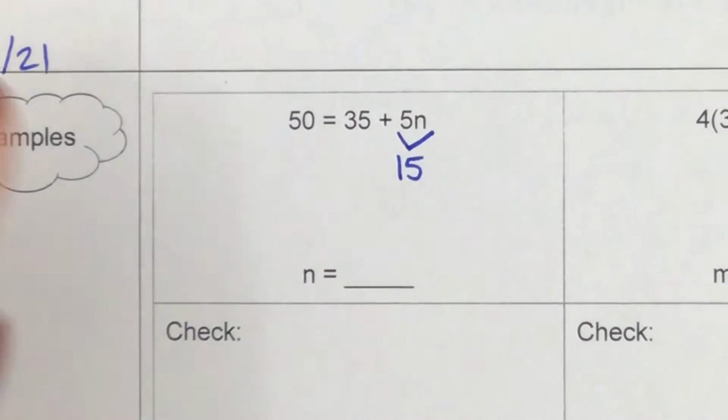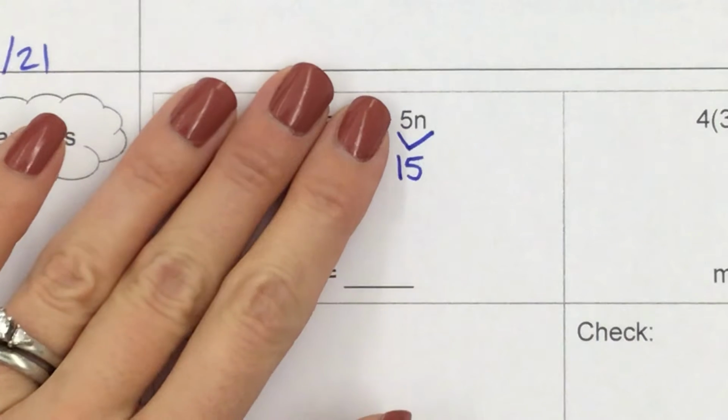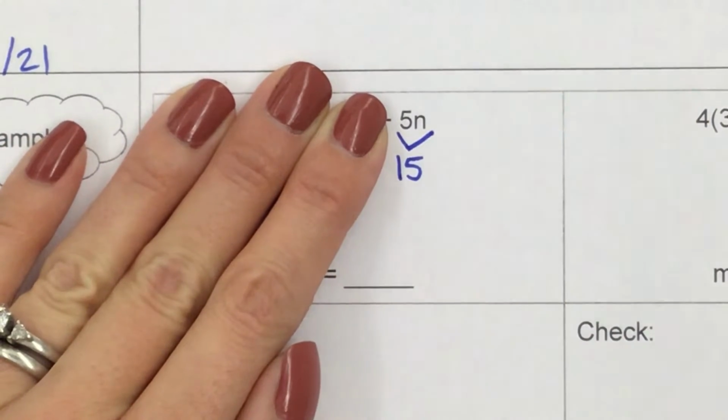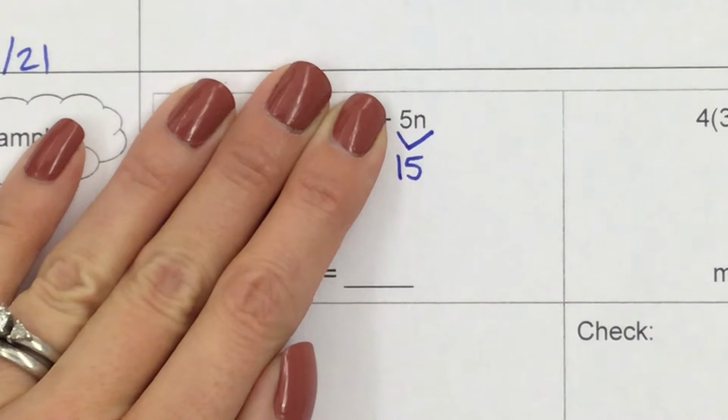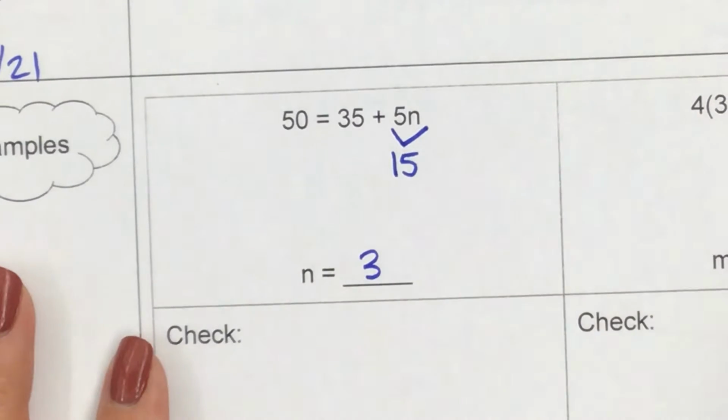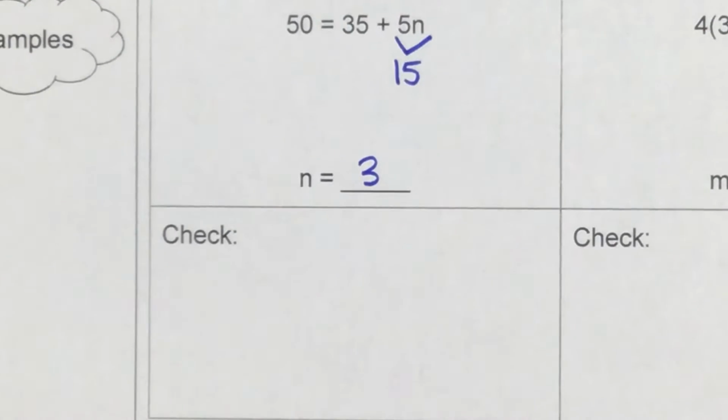So now let's ignore the rest of the problem. Okay, what times 5 is going to get you 15? 3. Is everyone feeling that way? Yeah, you too? All right. So we're saying that n is 3, using all of our cover-up method and logic.